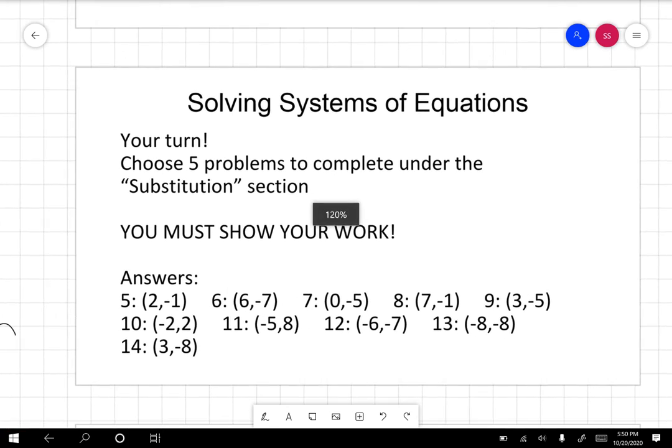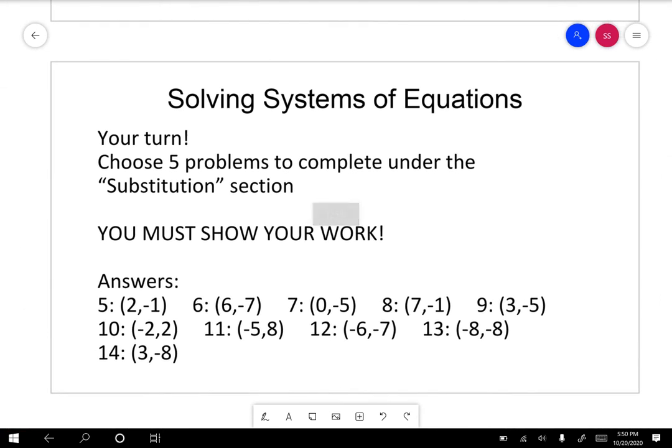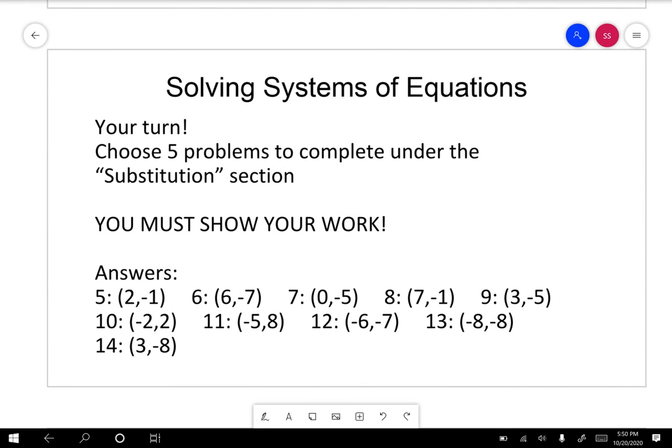Wah, wah. I shouldn't say that. It's exciting. You get to solve problems.